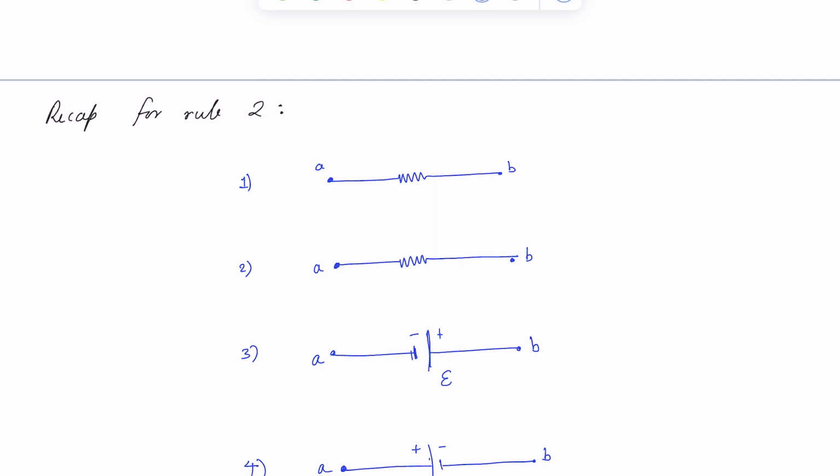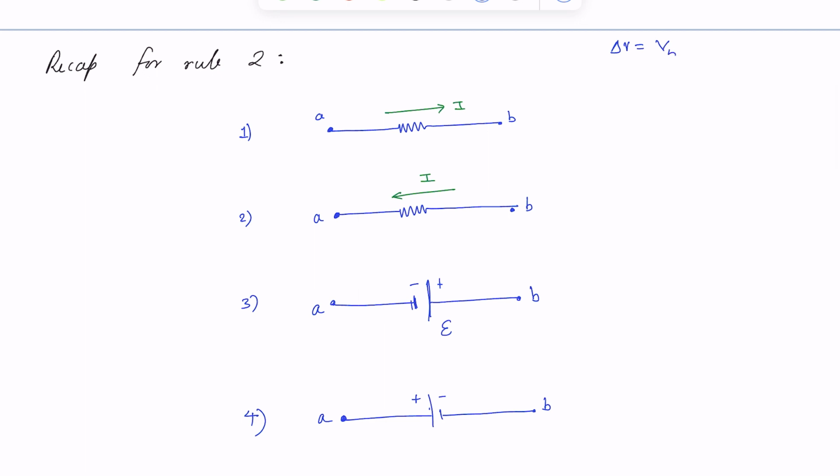So let's say for part 1 we have current coming in here, part 2 current like that, okay, and then in a loop I will be either going clockwise or counterclockwise. I'm going to define delta V to be equal to VB minus VA for each of these cases. For all the cases I'm coming in from left and going to the right, because in a loop you will be moving either clockwise or counterclockwise.